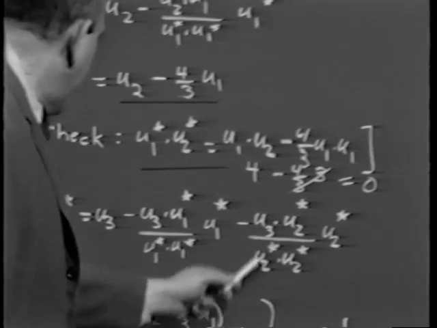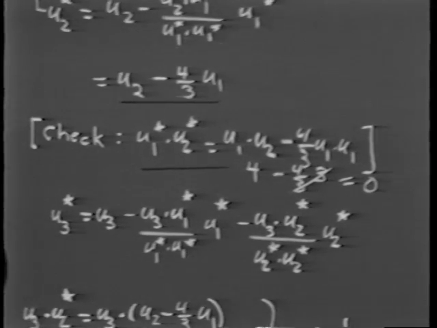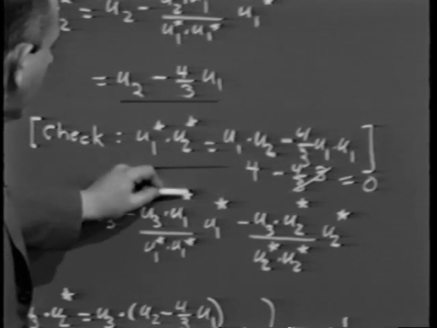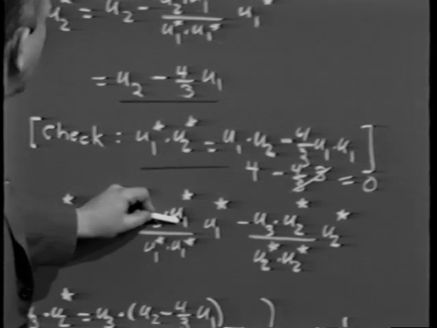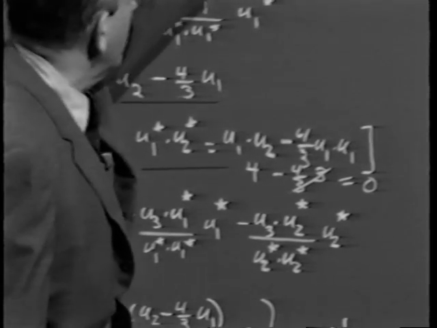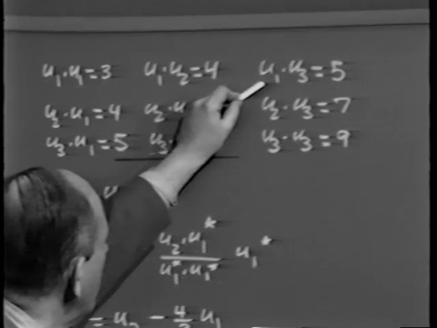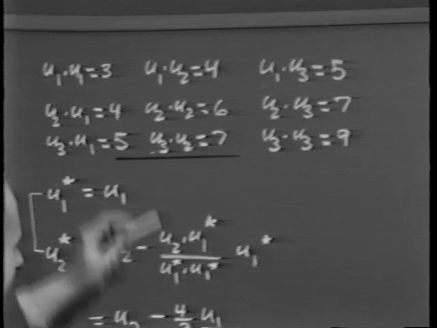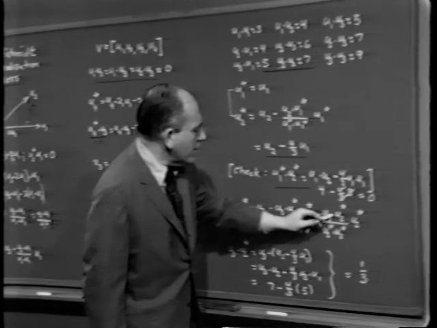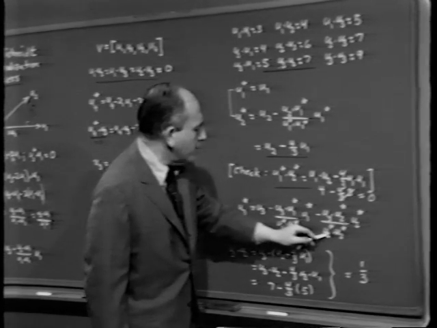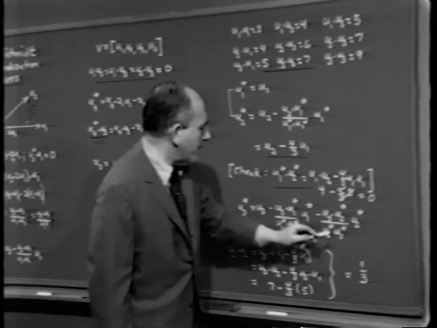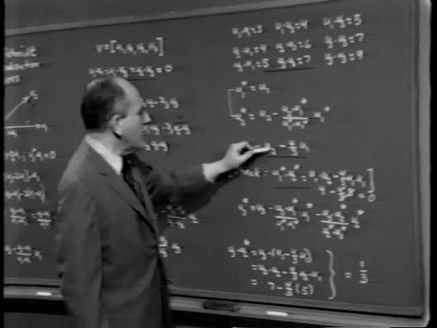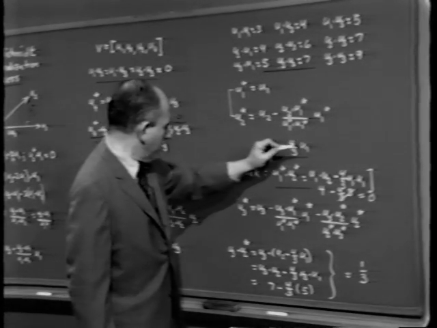And now, how do I evaluate what this thing really means? Well, first of all, I know what u3 dot u1* is. That's just u3 dot u1, which happens to be 5. And I also know what u1* dot u1* is. That's u1 dot u1, which is 3. I now have to compute what? u3 dot u2*, and I have to compute u2* dot u2*. Keep in mind that I've already computed that u2* is u2 minus 4/3 u1.